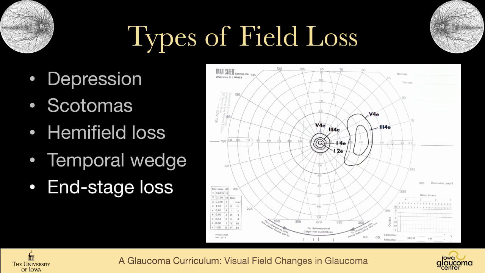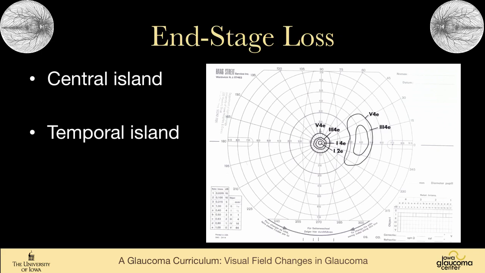And then end-stage loss would look like this. So you'd have a central island or a temporal island remaining, or one or the other. If all you have is a temporal island remaining, then you might have count fingers vision, just terrible vision. If you have only the central island remaining, you might have excellent straight ahead vision on the eye chart, but very, very poor ability to ambulate. So central or temporal island or both.